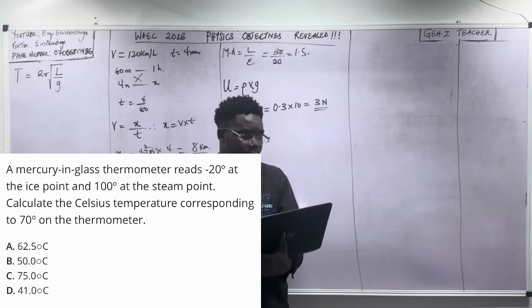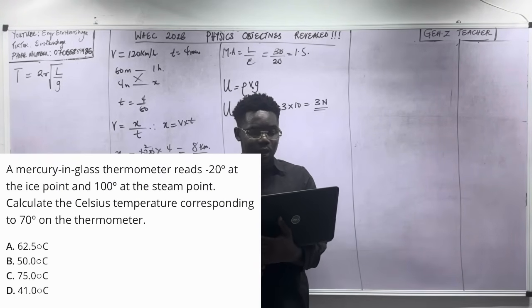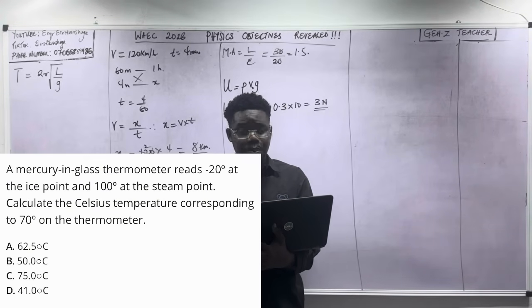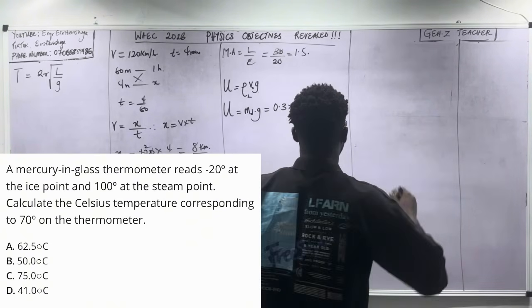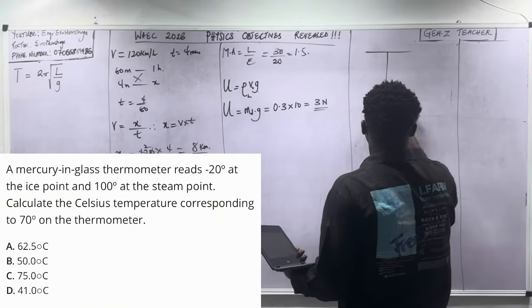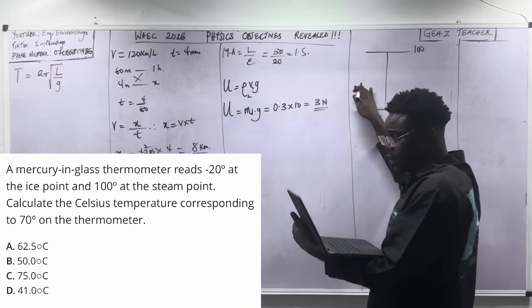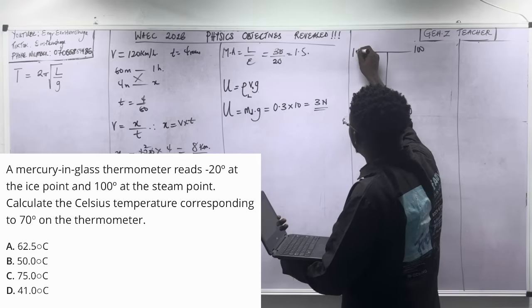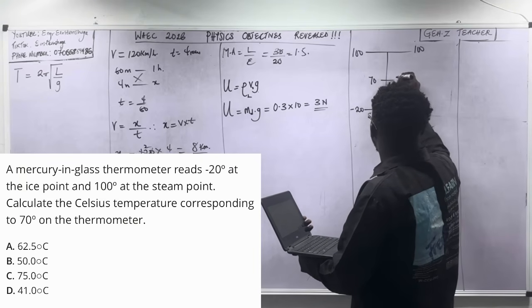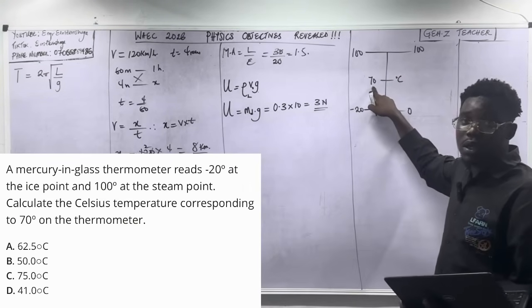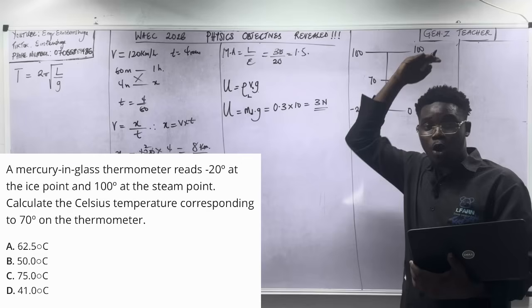Number 11 says a mercury in glass thermometer reads minus 20 degrees at the ice point and 100 at the steam point. Calculate the Celsius temperature corresponding to 70 degrees on the thermometer. Now recall, we're going to draw our temperature scale. So this is for Celsius, 100 and 0 as steam and ice point. And for the given thermometer, the steam point was still at 100, but the ice point was at minus 20. And we're asked to find the value on the Celsius scale when it reads 70. Quickly, we're going to interpolate, okay? So I'll actually use the middle minus down over up minus down.